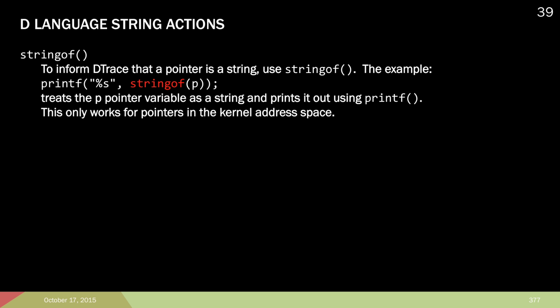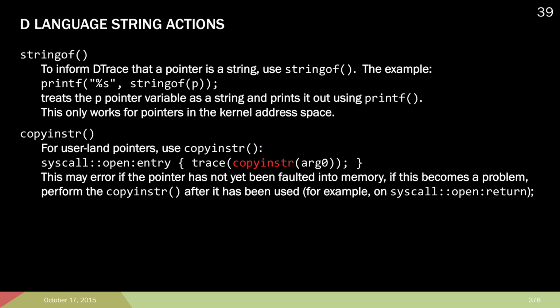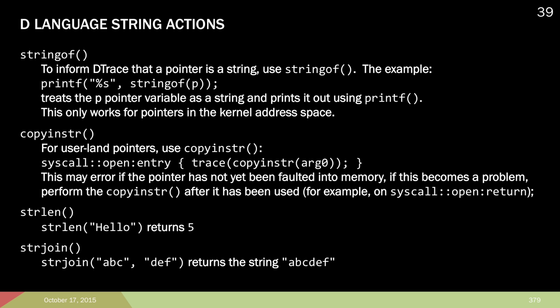Use stringof to let printf know a pointer in kernel address space is a string. Use copyinstr to print userland pointers. Strlen and strjoin do just what they say.